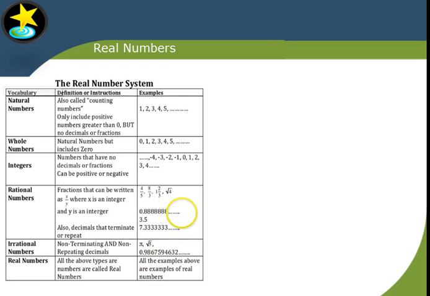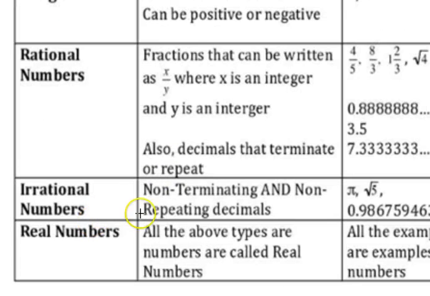If you check another example, which is 7.333 and so on, in this case also, you'll see that digit 3 keeps repeating. So even this particular number is part of your rational number. Let's talk about irrational numbers.